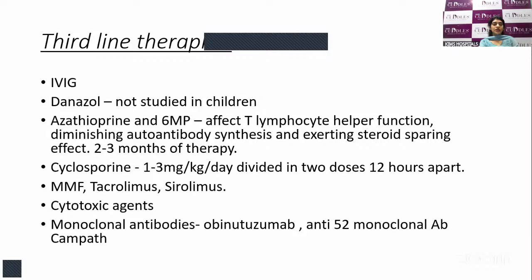Next, we have third line, that is IVIG, danazol. Danazol is not really studied in children for AIHA, but there are a few anecdotes where they've used it. Azathioprine and 6-MP affect T lymphocyte helper function, diminishing autoantibody synthesis and exerting a steroid-sparing effect after 2 to 3 months of therapy. Cyclosporin is 1 to 3 mg per kg per day, divided into 2 doses 12 hours apart. MMF, tacrolimus, sirolimus, cytotoxic agents, and monoclonal antibodies include obinutuzumab and anti-CD52 monoclonal antibody Campath.